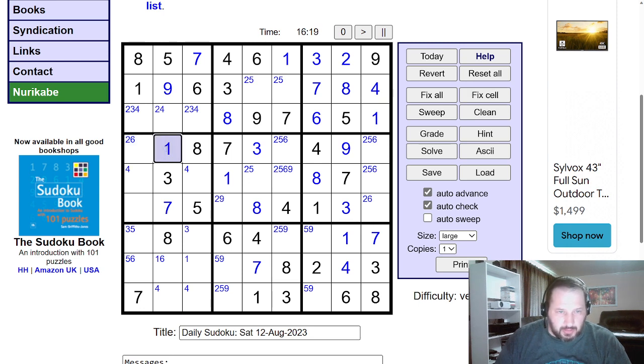Okay, so I have a 1. Now I need a 2. Nothing vertically with a 2. Nothing horizontally with a 2. So 2s can go everywhere. 2, 2, 2. 3. We've got our 4 marked. Got our 5. So we need a 6.